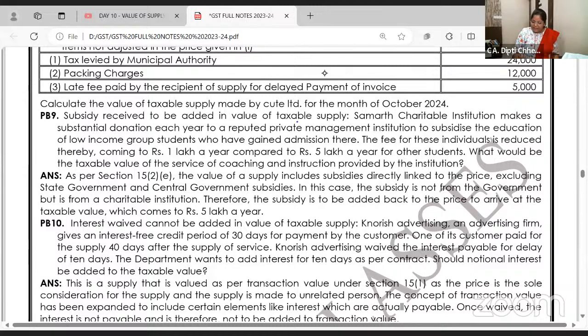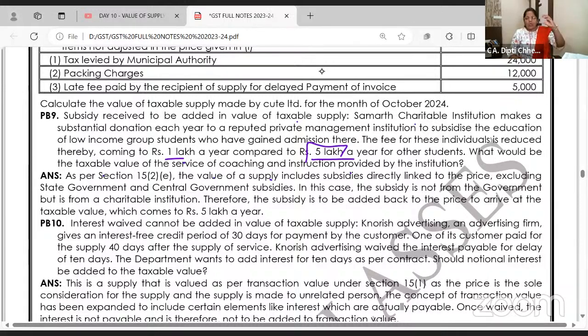Subsidy received to be added in the value. Samaj Charitable Trust makes a substantial donation each year to a reputed private Management Institute to subsidize the education of low-income students. The fee for these individuals is reduced, thereby coming to 1 lakh as compared to 5 lakh. Okay, so someone is funding them and the price is reduced to 1 lakh. What would be the taxable value of the service of coaching and instructions provided? 5 lakh or 1 lakh?